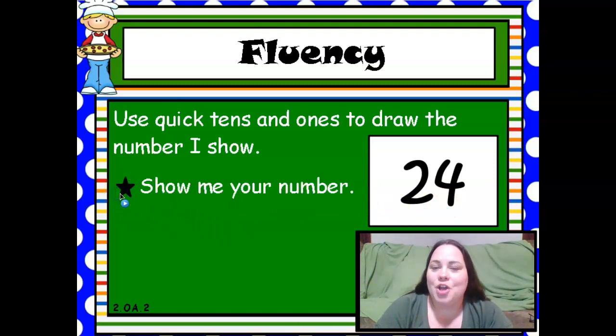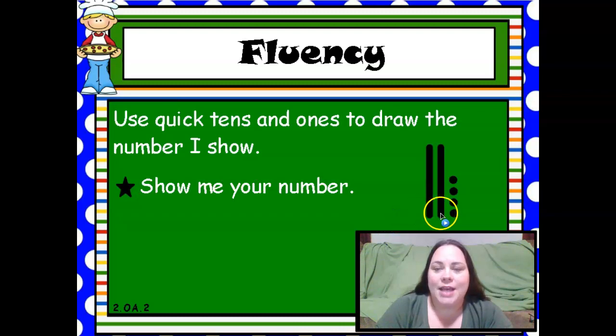All right, go ahead and show me your number. We should all have 2 tens and 4 ones. Let's count it together. 10, 20, 21, 22, 23, 24.